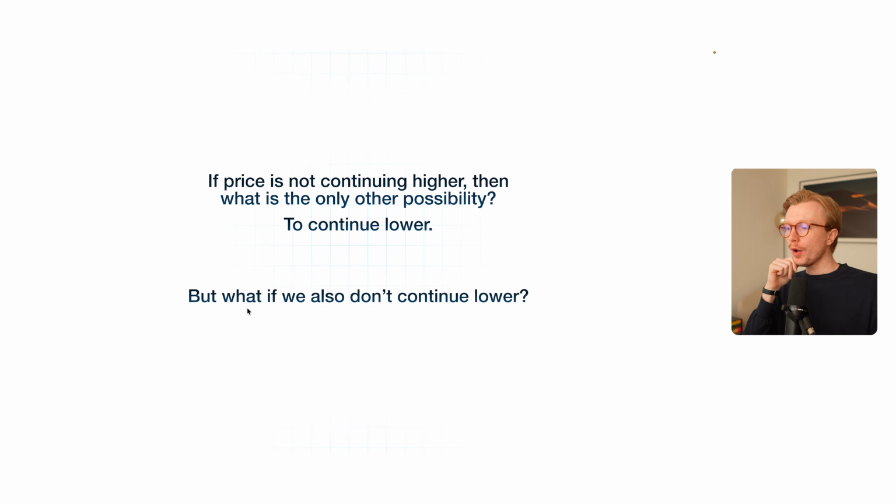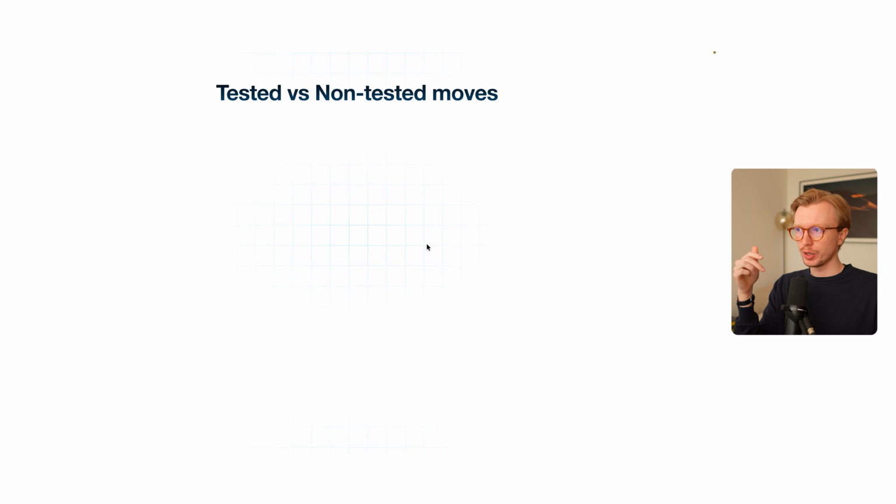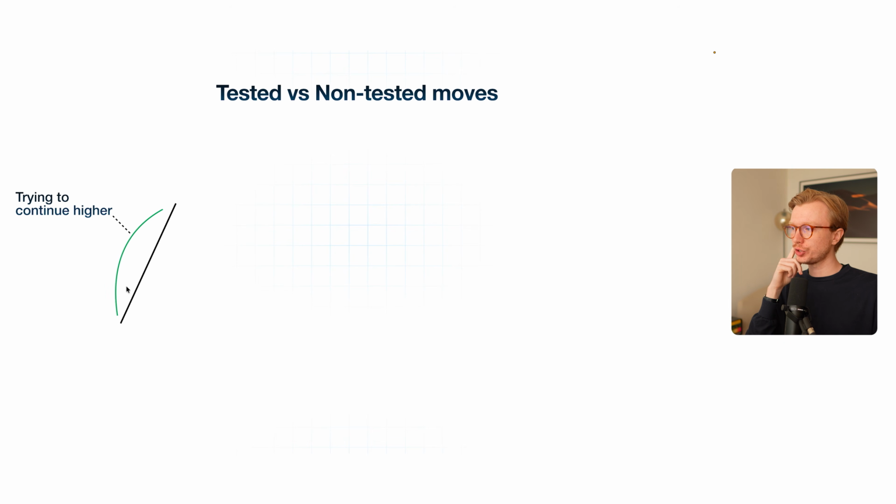But what if we also don't continue lower? So what if we don't continue higher and we don't continue lower? Well, we already went over it. Then we create something like this. So right here, we have a move higher right there. It's trying to continue higher. At the same time, we have this move lower right there. It's also trying to continue lower. That also fails and we continue higher again right there.